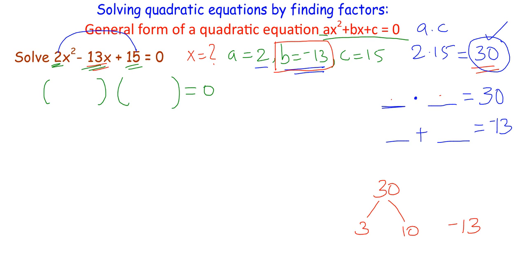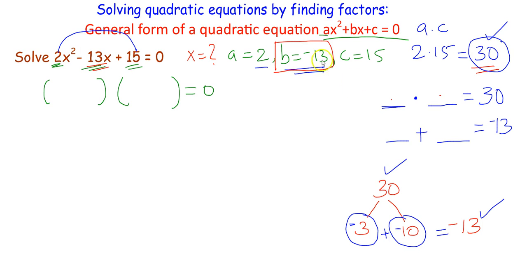Yes, of course you can. Because this 3, I can write it as negative 3, and this 10 also I can write as negative 10. And negative 3 times negative 10, negative times negative, it is positive. 3 times 10 is 30. And add those two numbers, negative 3 and negative 10. They both have the same sign, negative, and adding 3 plus 10 gives you negative 13. So both the conditions are fulfilled.